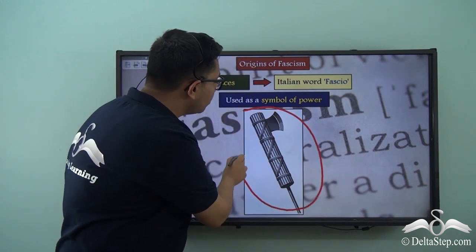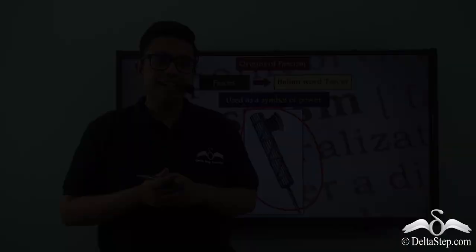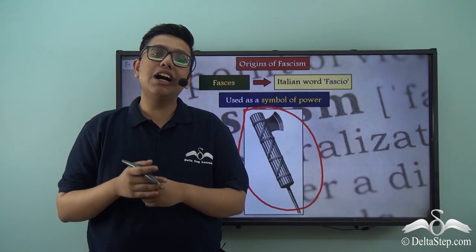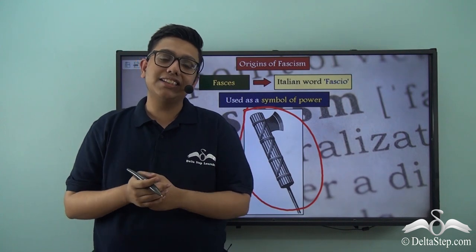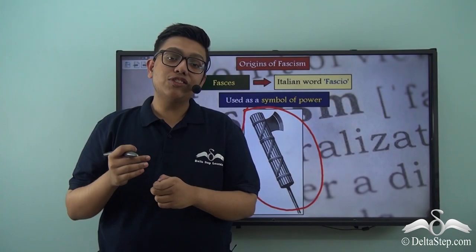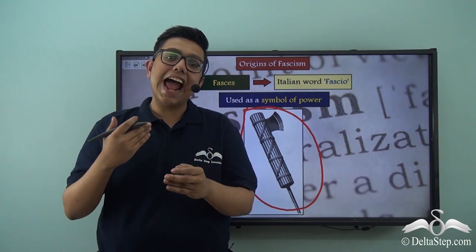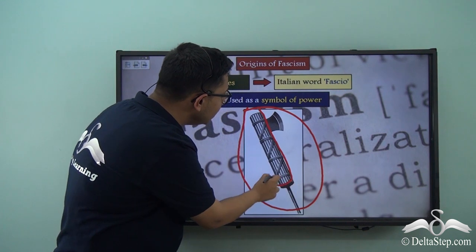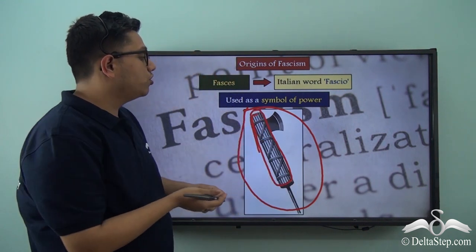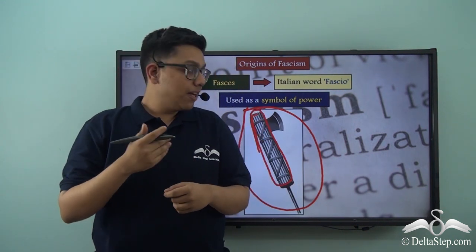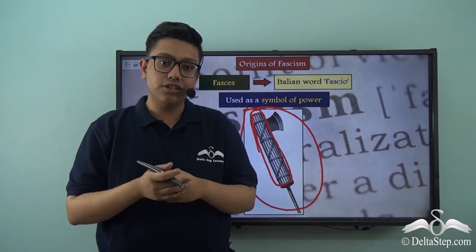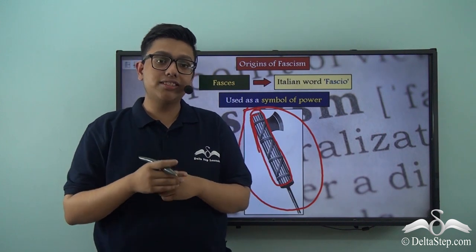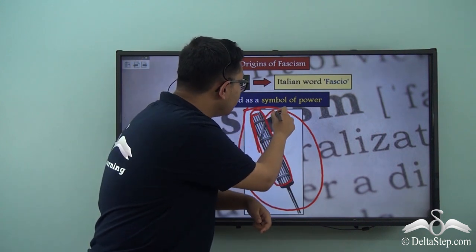Now look at this particular image. What do you see? It looks like some form of axe, doesn't it? Now, why am I showing a wood-cutting object while discussing a political ideology? This is because we have to pay more attention to what the axe is tied onto. So, in this particular symbol, you see that a bundle of rods are held together by some sort of binding agent or a rope of sorts. And these bundle of sticks or rods are holding up this particular blade.